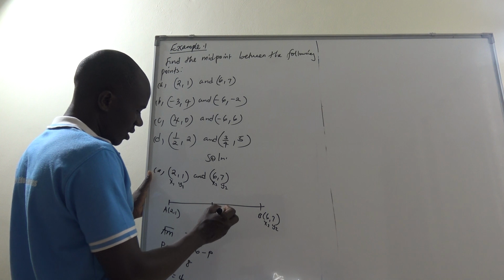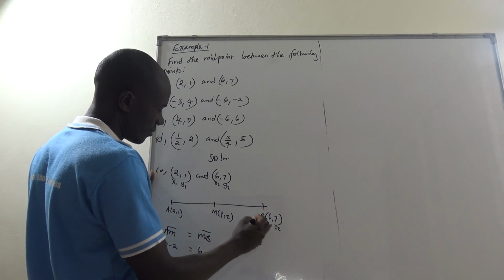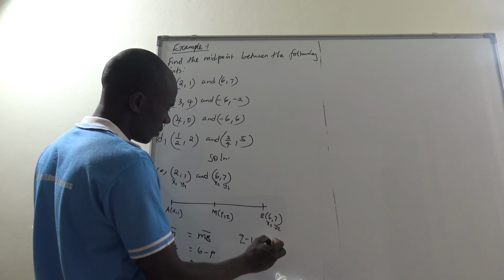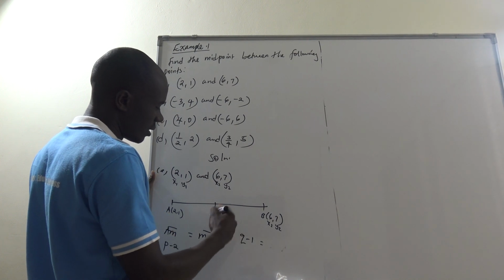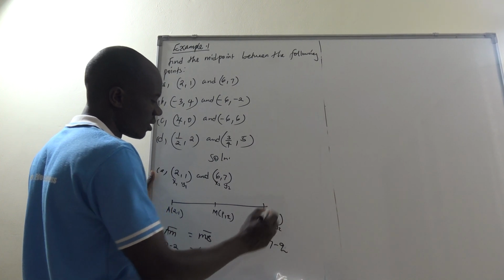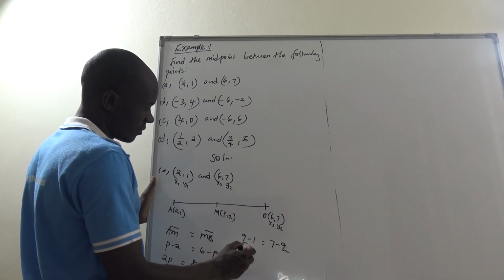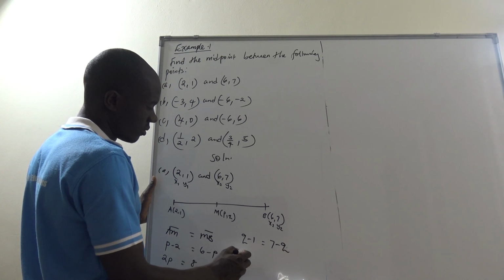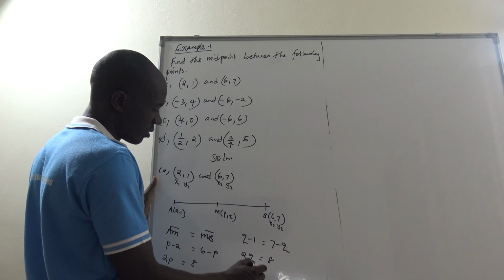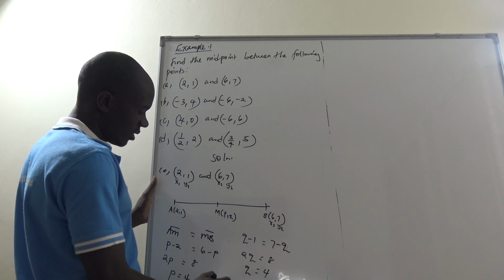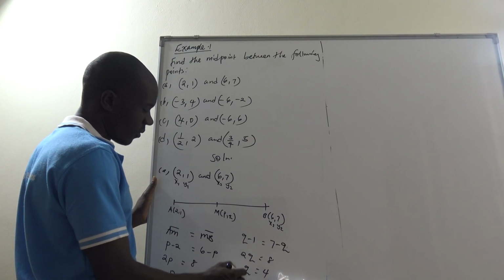I say Q minus 1 equals 7 minus Q. Can we try to collect like terms? Here we are getting 2Q equals 8, so Q equals 4. So our point M, we are hitting P and Q. What is P? It is 4, and Q is 4.